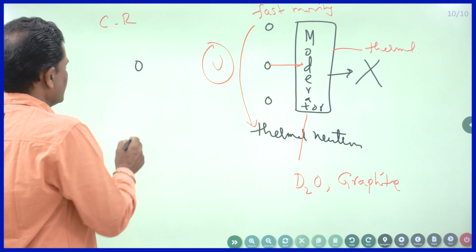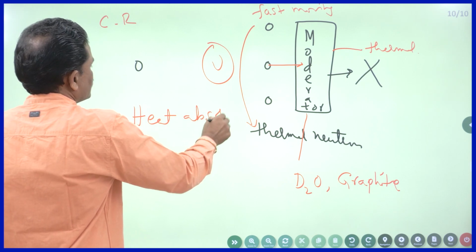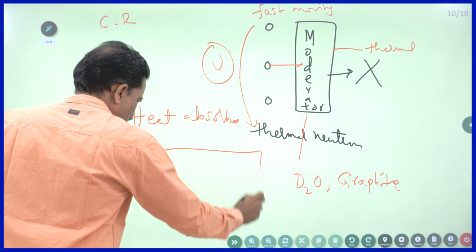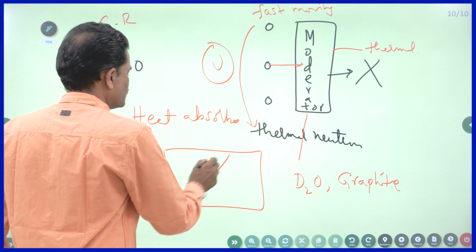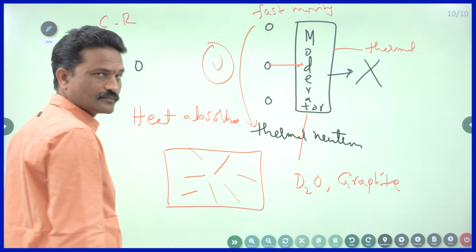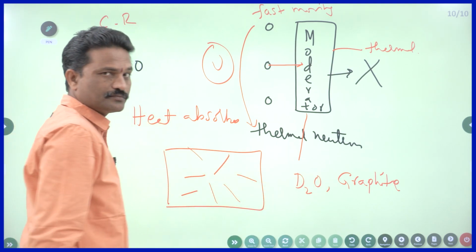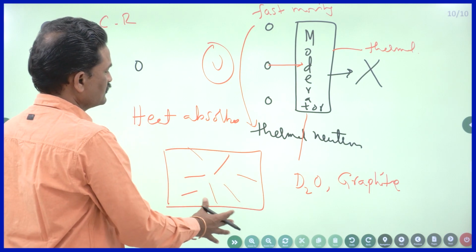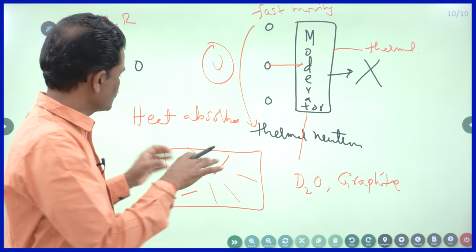You also require heat absorbers. What do you mean by heat absorbers? A nuclear reactor is nothing but a very big room in which the reaction is going on. A huge amount of heat is produced. So you have to continuously remove the heat from this room. Otherwise, this will melt down and blow up. This will explode.